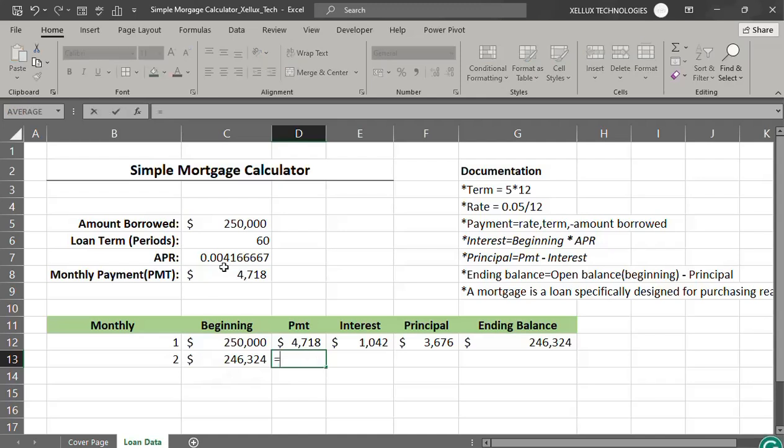So equals, you click on it here. Then remember, you need to lock that particular cell. You need to lock that particular cell here. Why will you lock it?